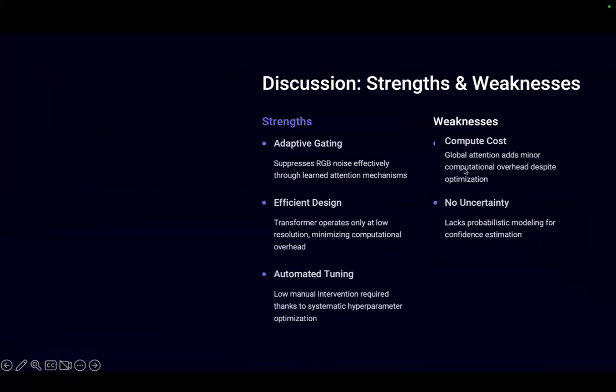So weakness could be the compute cost. At the end, we are having that global attention, that transformer, which may add up some cost. And they lack some uncertainty, like probabilistic prediction. They are not predicting anything over here. They're just very fixed with their context. So I feel these are two weaknesses.